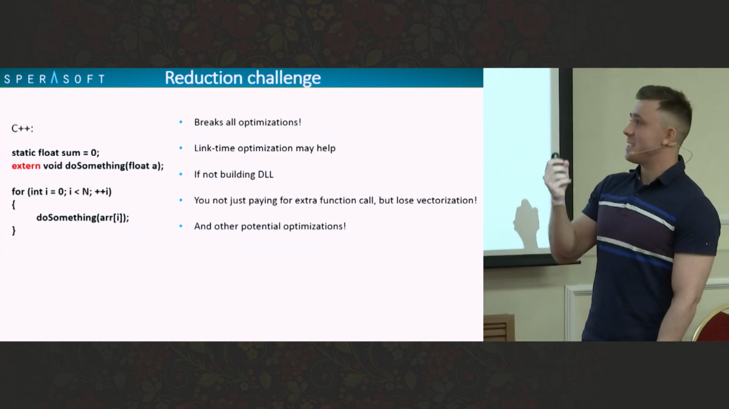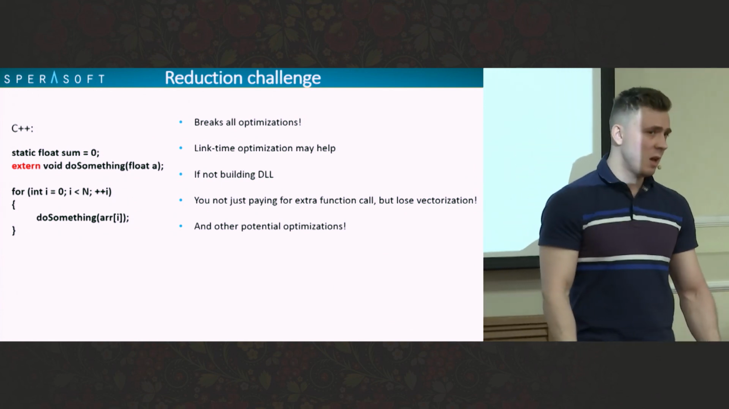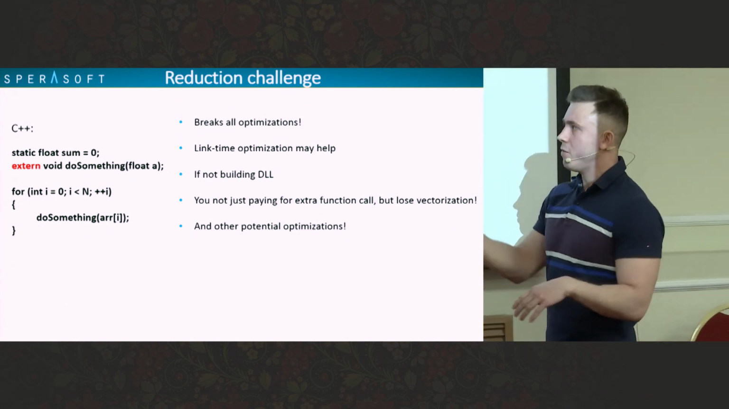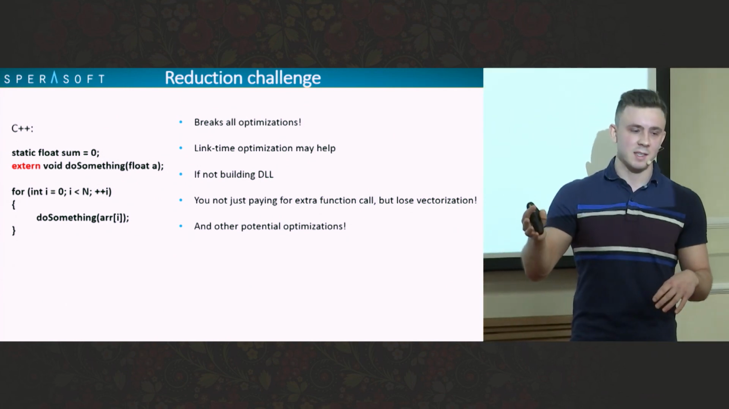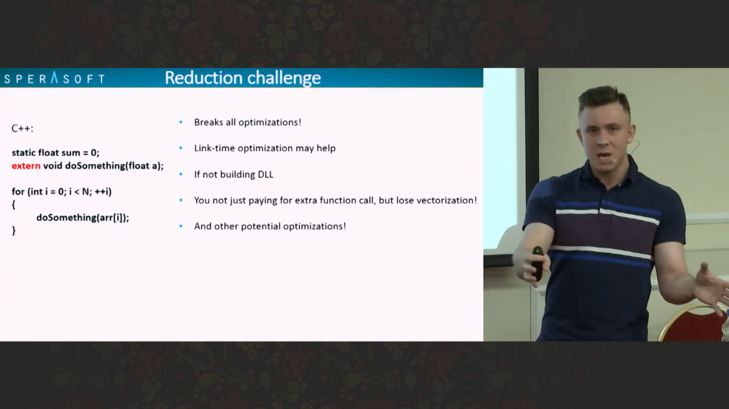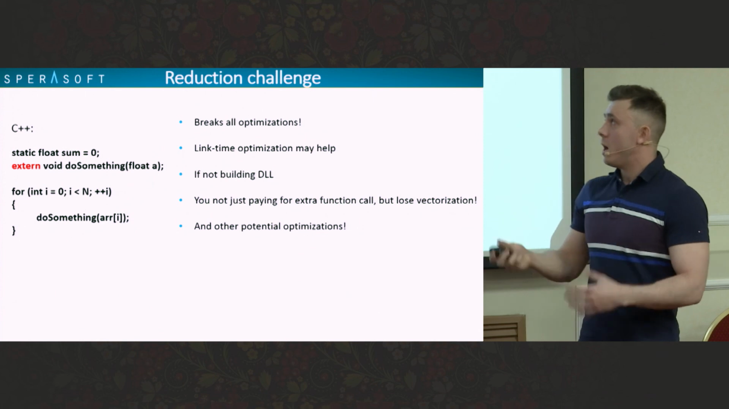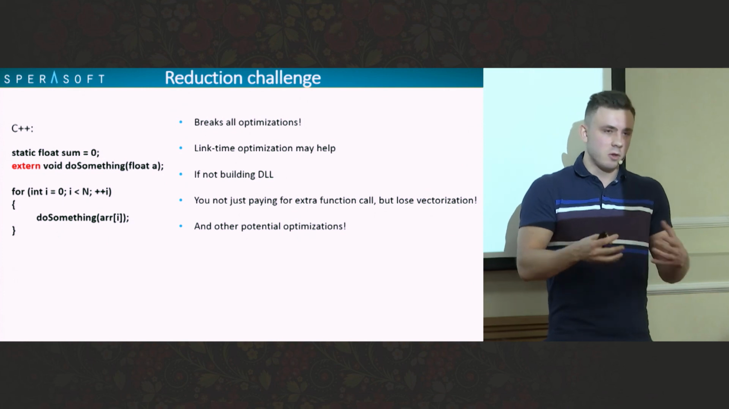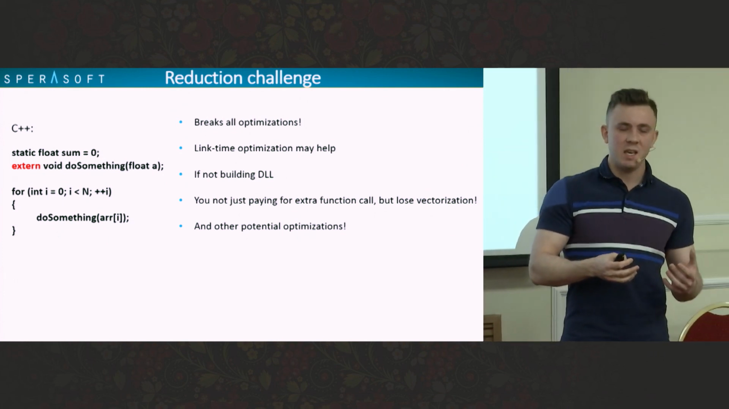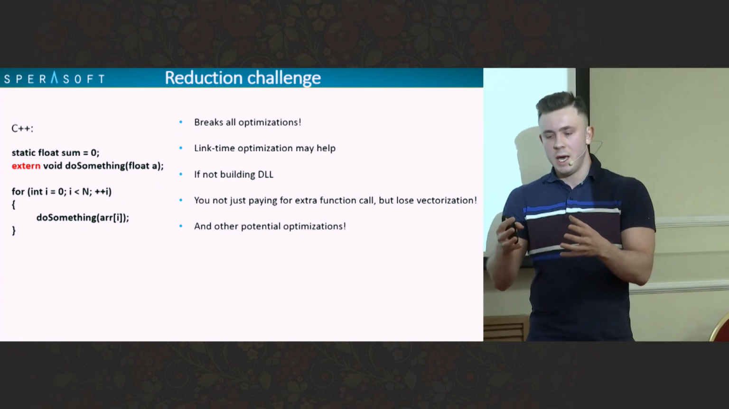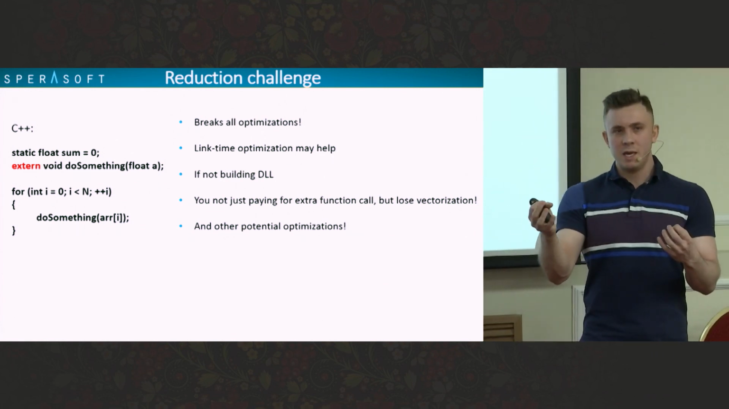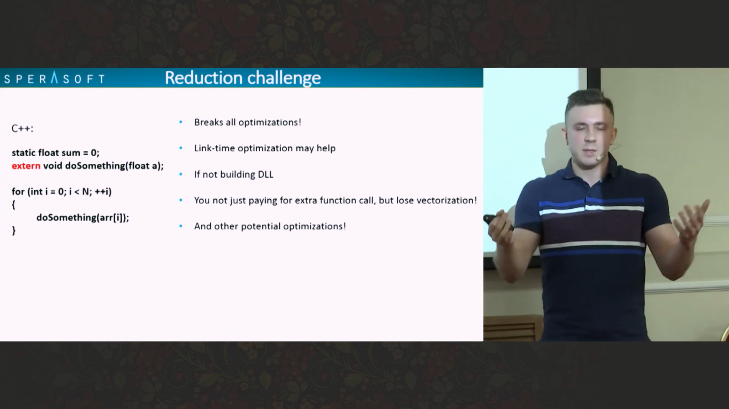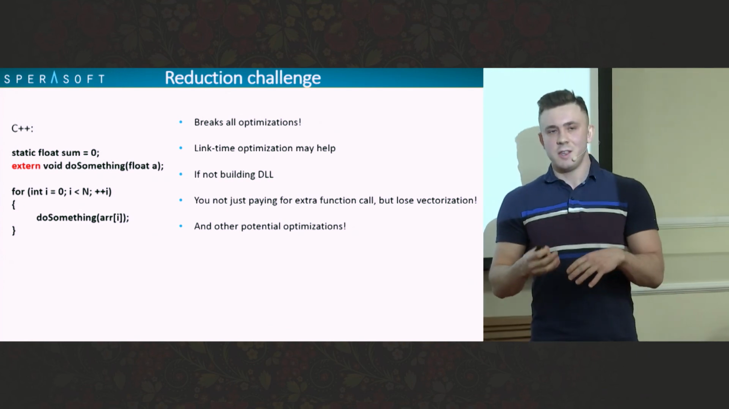And again, look at this same example. Imagine this do_something function. We just decided to put it in a separate library. And yeah, we marked it as external, and it's just defined somewhere else. And you get into trouble because it breaks all kinds of optimizations, unless you have link time optimization turned on. But if you're building a dynamic library, you're still doomed. And the problem here is that you're not just paying for an extra function call. You cut the function off from the context. It's not able to do any kind of optimizations in this loop. And also, you lose vectorization and other potential optimizations. So it's not just an extra function call.